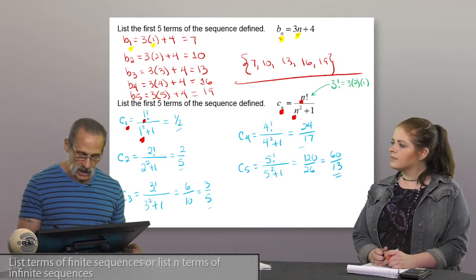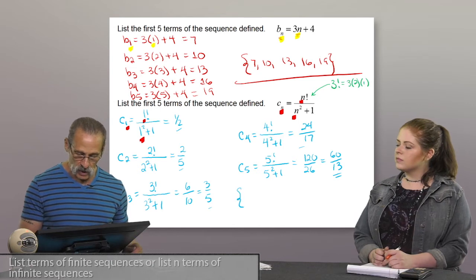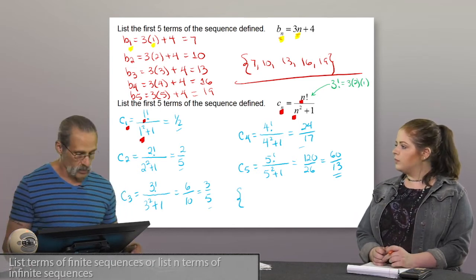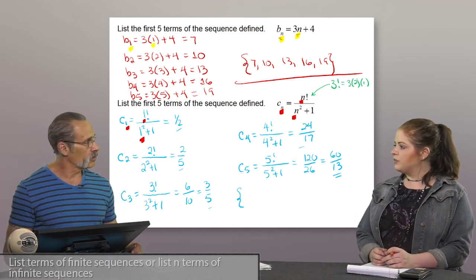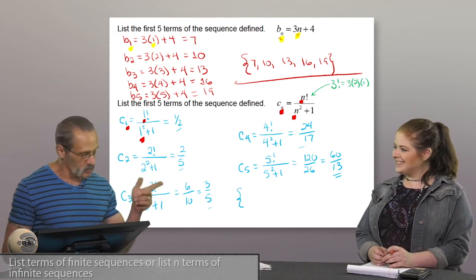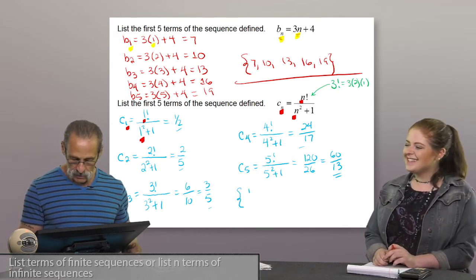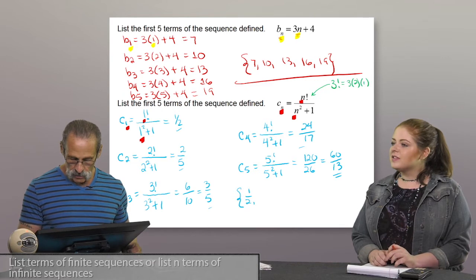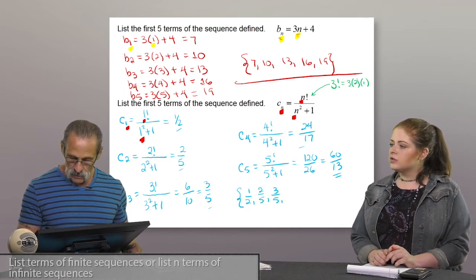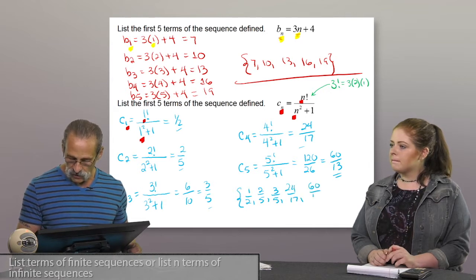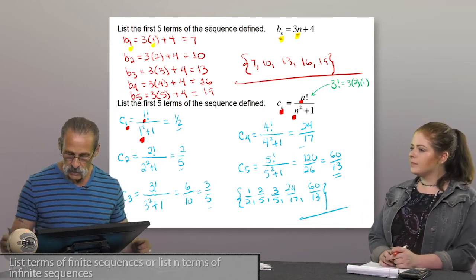Easiest question of the day. I want to write these 5 terms. I put them in what? What is that thing called? A bracket. Almost. Braces. Good. And the first term is 1/2. Second term? 2/5. Third term? 3/5. Fourth term? 24 over 17. And then we'll just write in the last term, which I know is 60 over 13.